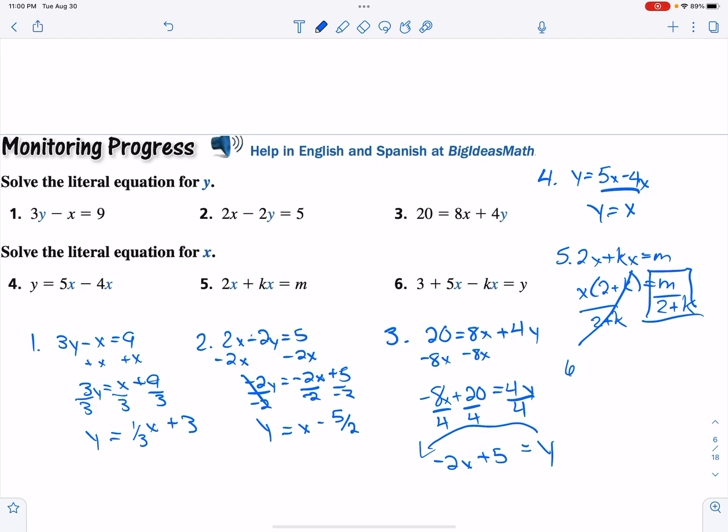Okay, number 6. This one's probably the trickiest one. So we have 3 plus 5x minus kx equals y. So the first thing I need to do is I can't take a 3 off of, or excuse me, not a 3, but an x off of every term. I can only take an x off of these two terms. So I need to move this term to the other side. So I'm going to subtract that 3 over here. So I have 5x minus kx is equal to y minus 3. Now I can factor the x off and I get x times 5 minus k equals y minus 3.